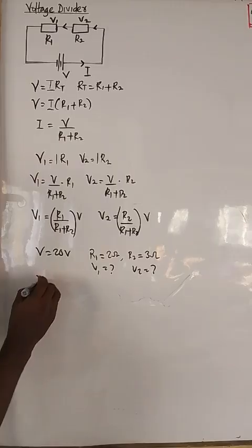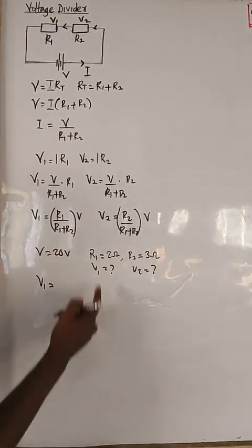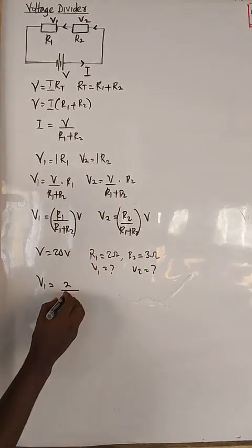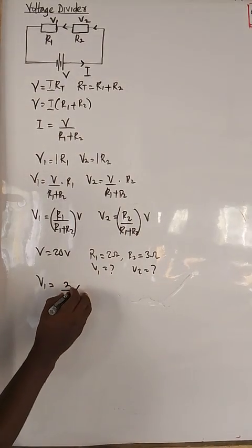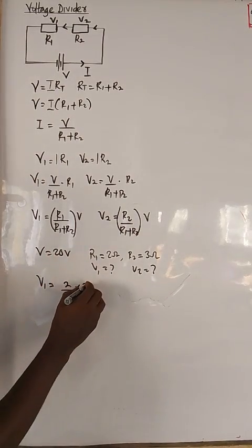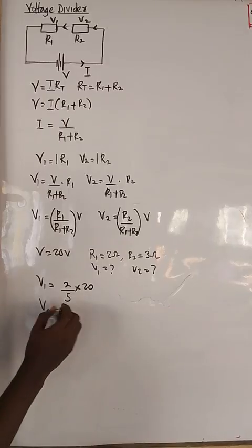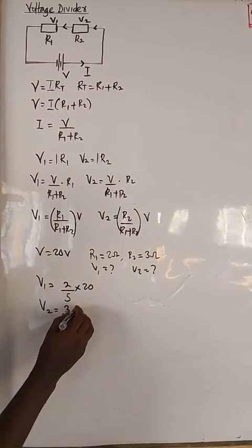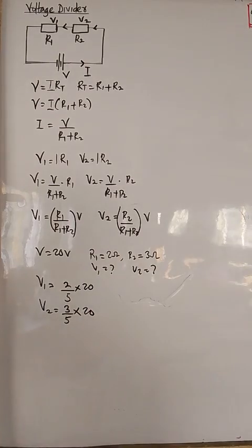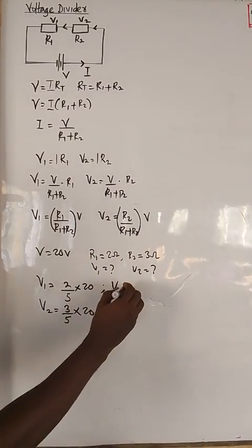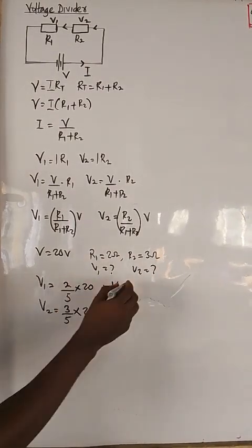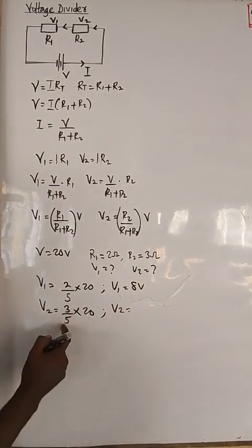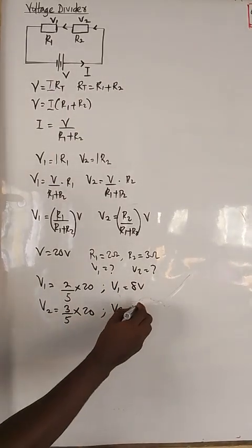From here, V1 equals R1, which is 2, over R1 plus R2, which is 2 plus 3, 5, then times V. What is V? 20. And what is V2? V2 is R2, which is 3 ohms, over 5 times 20. From here, V1 equals 5 into 20 is 4, 4 times 2, 8 volts. Same goes here, V2 equals 5 into 20 is 4, 4 times 3, 12 volts.